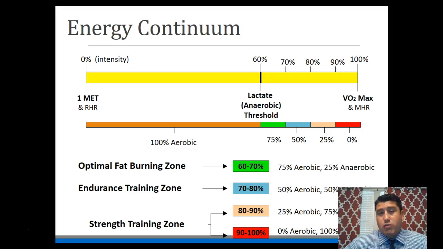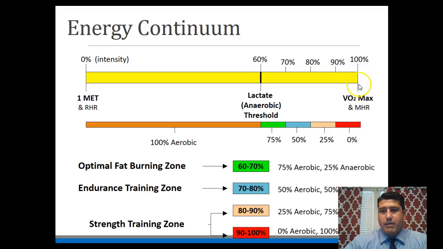Now, you can't control what your resting heart rate is, but you can. The more fit you are, the more efficient your cardiovascular system becomes. So therefore, fewer beats per minute are needed in order for you to survive. Okay? So hold on one second.